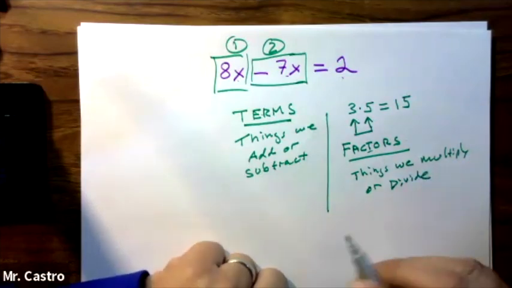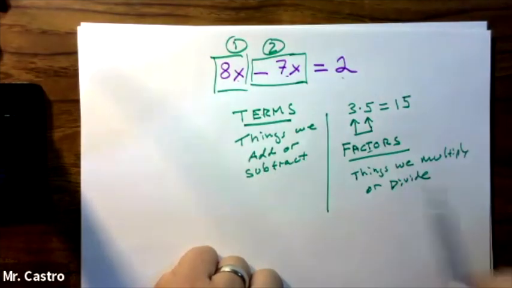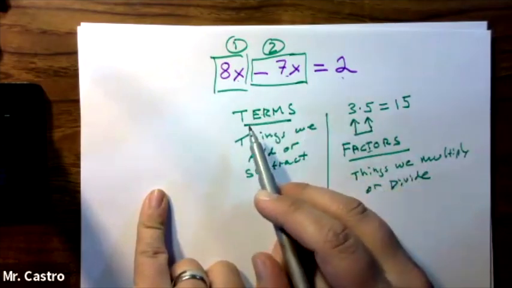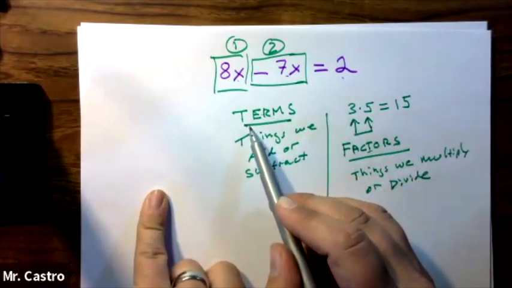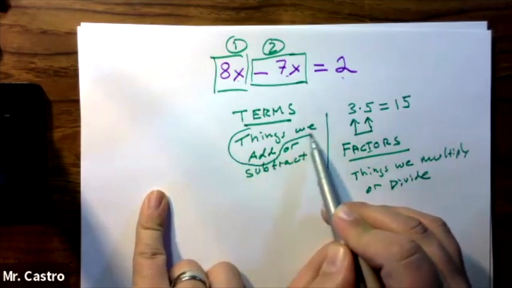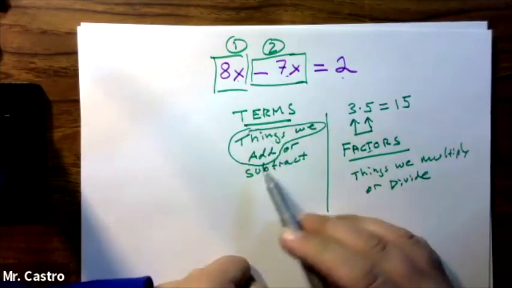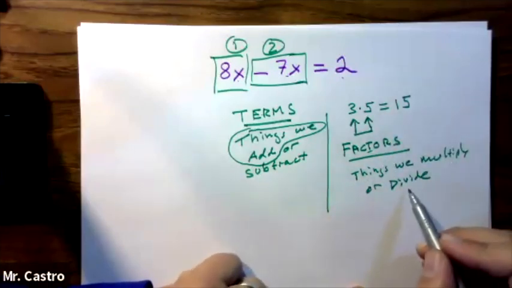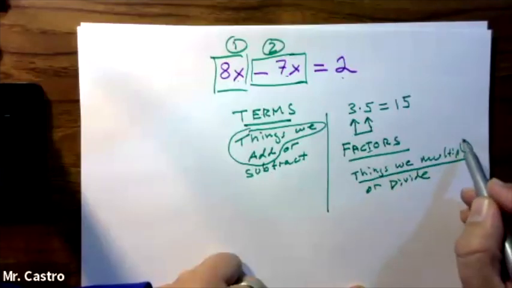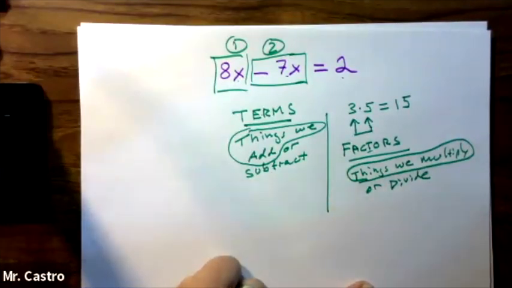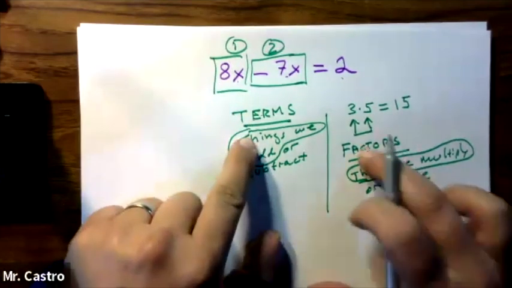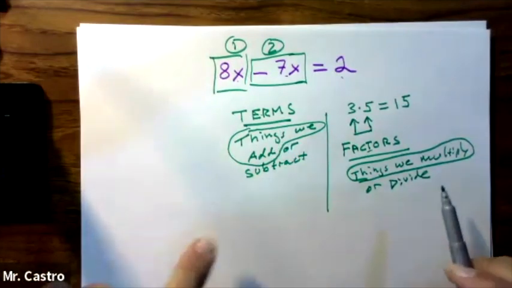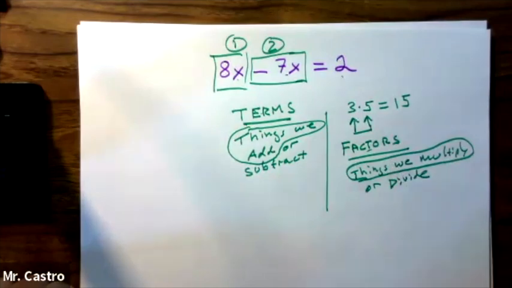And technically, and we'll cover this at the end of Algebra 1 or when we do Algebra 2, if you guys do the classes with me for Algebra 2, the technical term will actually be things that we add, because what we will realize is that all subtraction we can convert to addition. And the same thing with factors. Everything that we divide, we can actually convert to multiplication. So technically speaking, terms are things we add, factors are things we multiply. But for our sakes right now, we're going to say if we're adding or subtracting, it's a term. If we're multiplying or dividing, it's a factor.